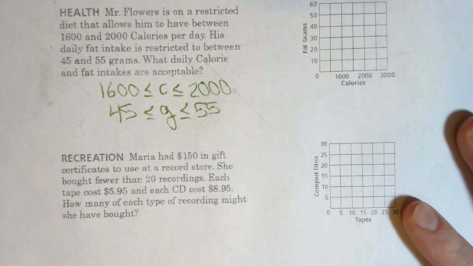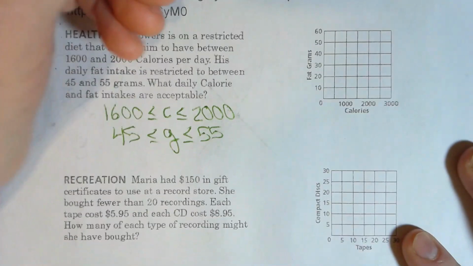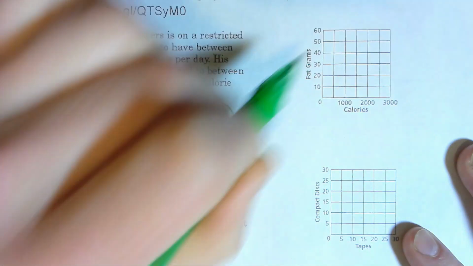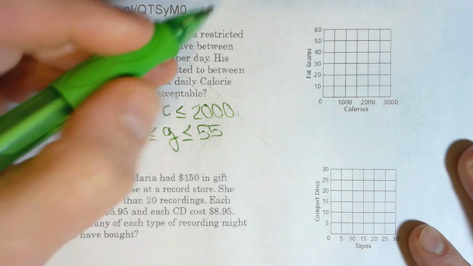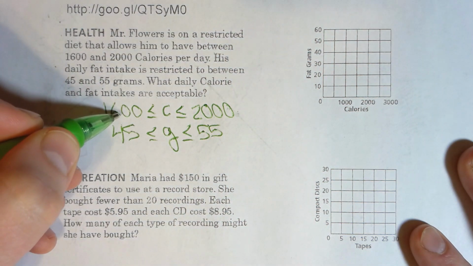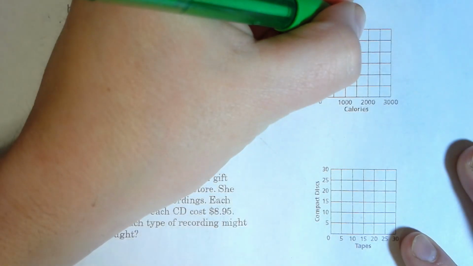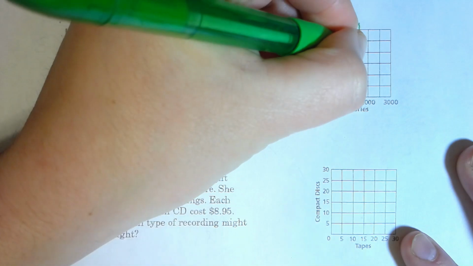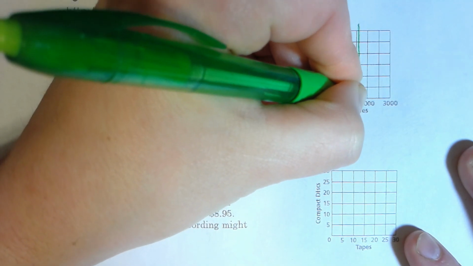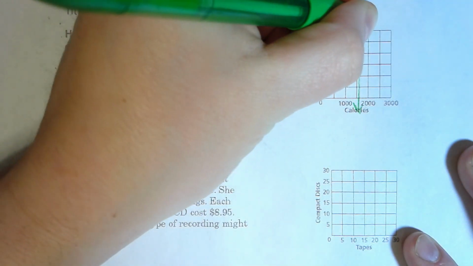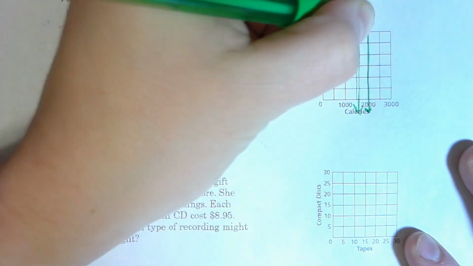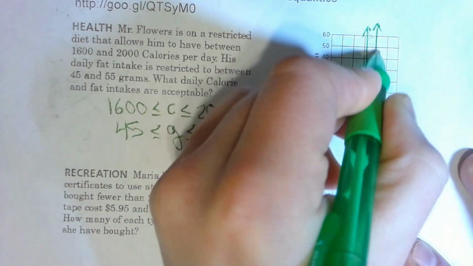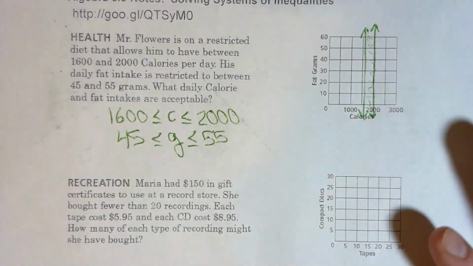Okay, so let's go over to this graph so we can represent it. Remember, this is really the only way we can represent well what this solution to this system of inequalities is. So it's going to be between these two numbers. So what I'm going to do is I'm just going to draw a line where 1,600 is. It's like right there. And I'm going to draw a line where 2,000 is. It's right there. And my solution's got to be in between here somewhere.